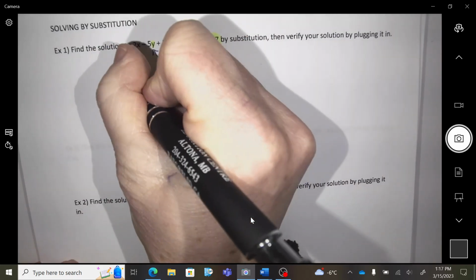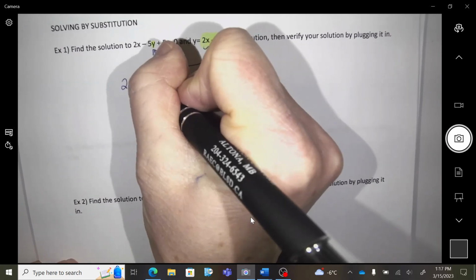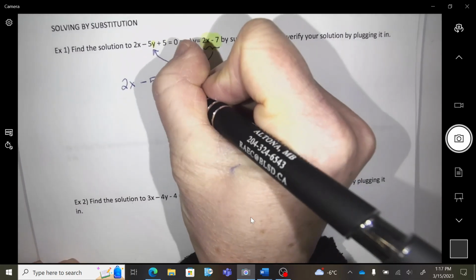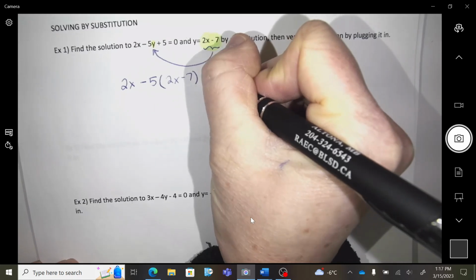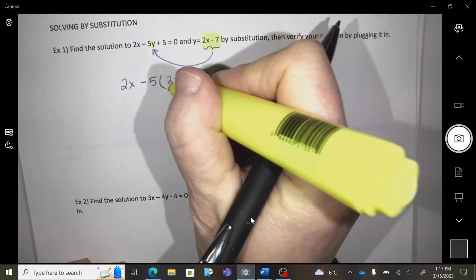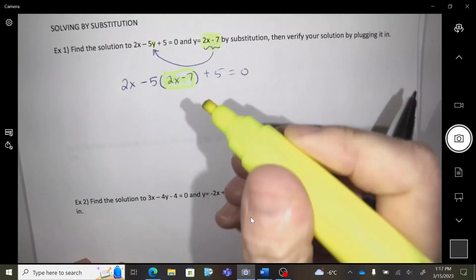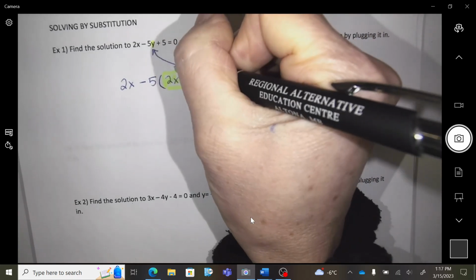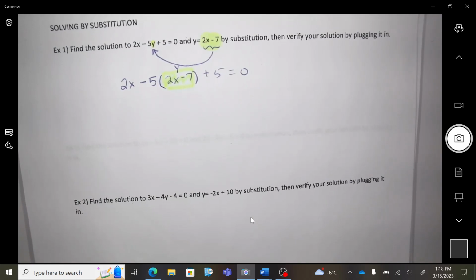Okay, so it's going to look like this. 2x subtract 5 bracket. So there I was replacing the y. Does that make sense to you? I replaced the y. Is that okay? Everyone's good with this substitution and math?